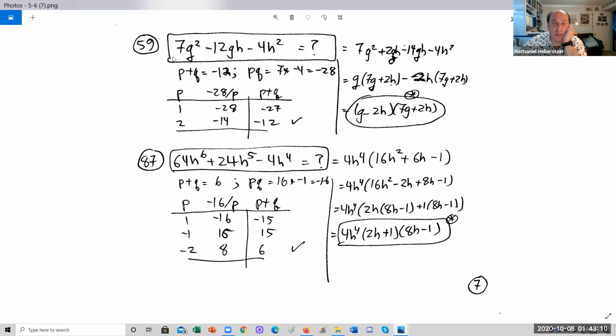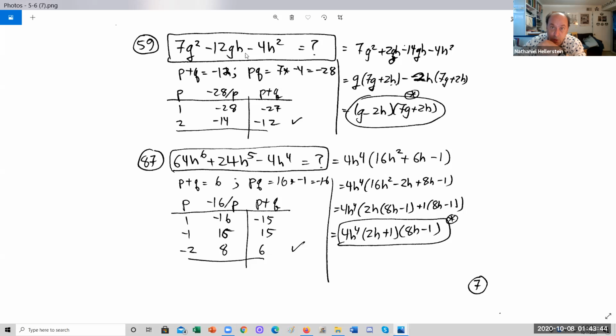Here we have 7g squared minus 12gh minus 4h squared. What's that? Well, okay, here we go. Their p and q must sum to negative 12. Their product must be 7 times negative 4, which is negative 28. So whatever p is, q is negative 28 over p, and we look for the right sum. If p is 1, then q is negative 28. The sum is negative 27. Not right. If p is 2, then q is negative 14, and the sum is negative 12 as required.